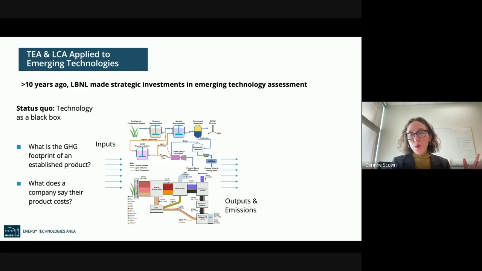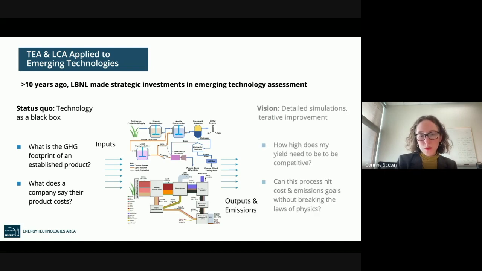But we can also ask, how can we make it better? That's one of the more interesting questions. If we had to focus our efforts on something to make this cheaper or achieve larger emissions reductions, what would we do? You can ask questions like, how high does my yield need to be to be competitive with whatever the next best thing is?